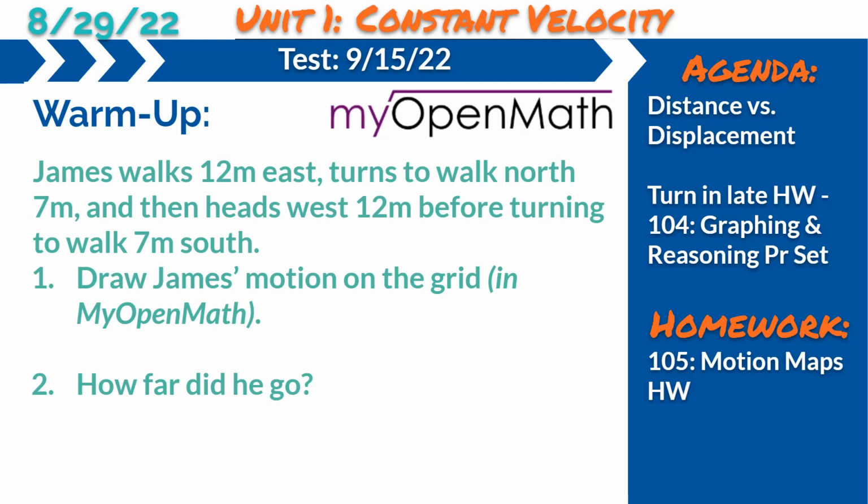And then homework from last week, I'm hoping everybody turned in 104 graphing and reasoning problem set, but if you forgot, it is still in the late window. And so you can log into My Open Math and you'll still be able to complete that assignment. But in the late window, it is going to automatically deduct 20% of the points that you earn. So it's taking off 20% due to that assignment being done late. That late window will close, I believe, tomorrow is what it is set to do, but I'll double check.